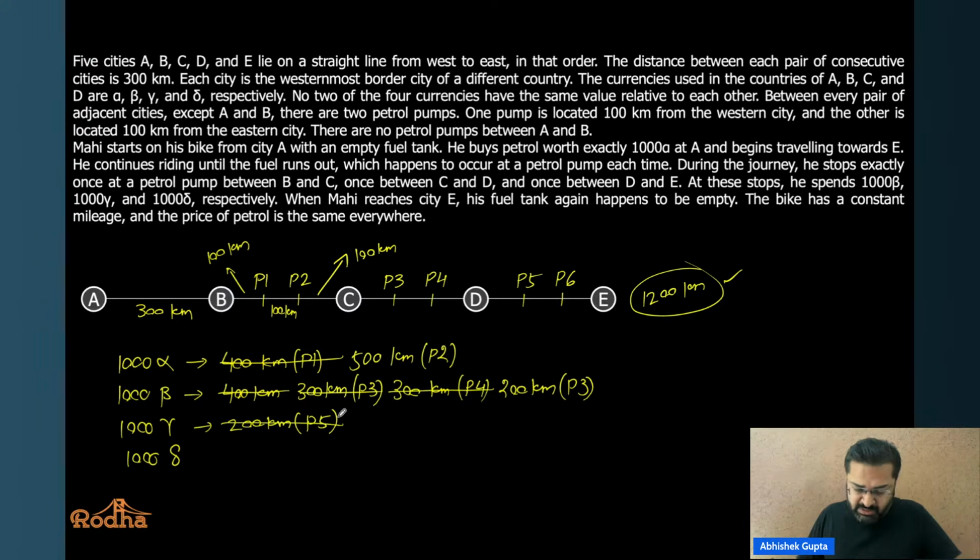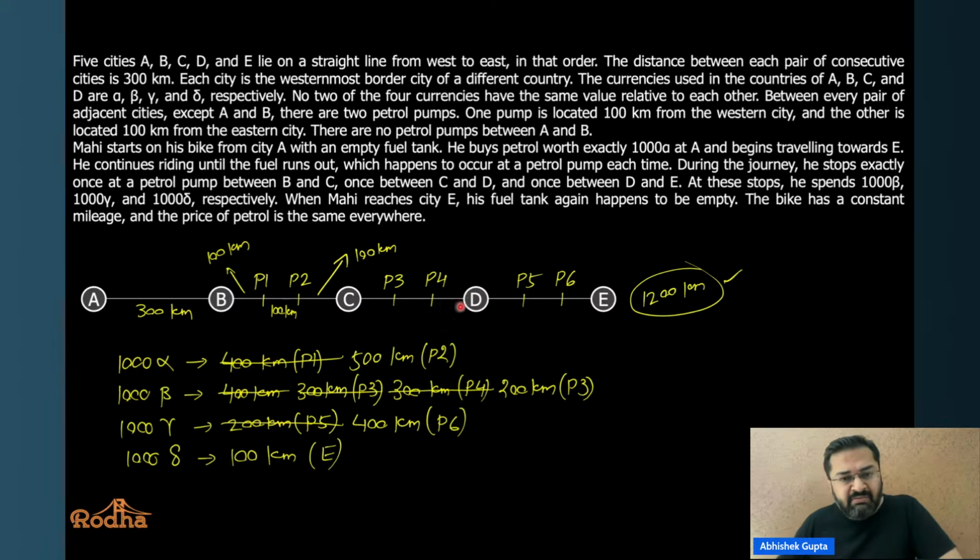So let us write that. And what would this be? How many kilometers? From P3 to 1, 2, 3, 4, or 100, 200, 300, and 400. So this becomes 400 kilometers, and the stop would be P6. If he reaches this place, what is left? 100 kilometers. Basically, he reaches E.